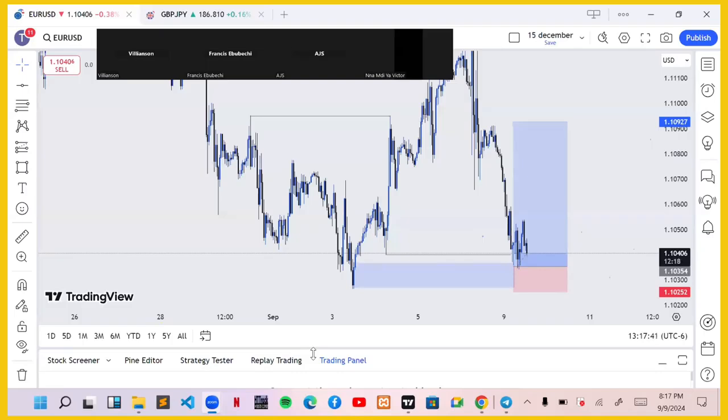You mark your break of structure. Break of structure is the body, not the wick, it is the body.